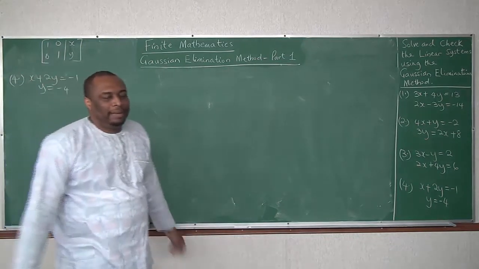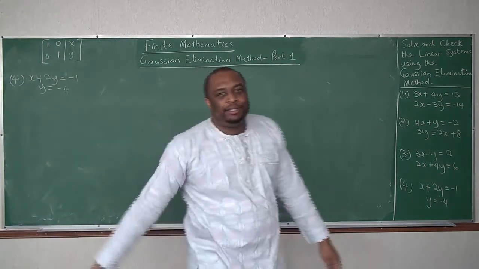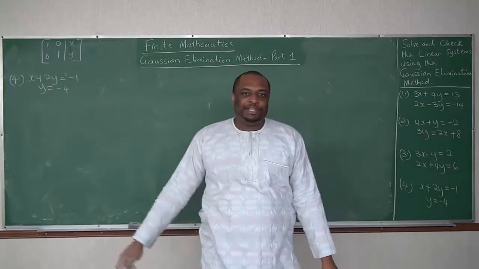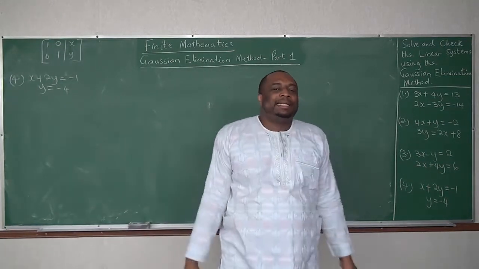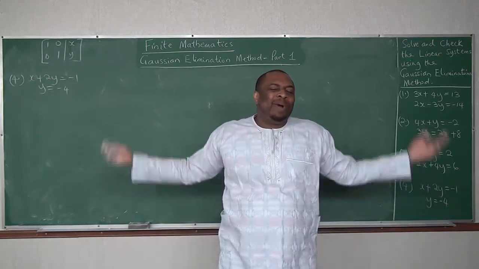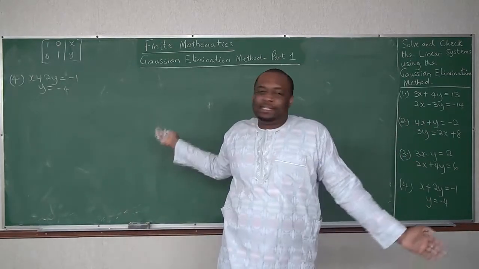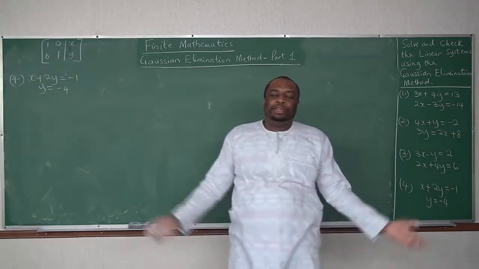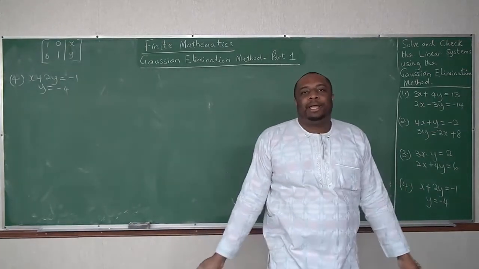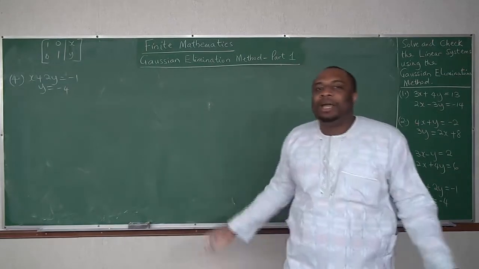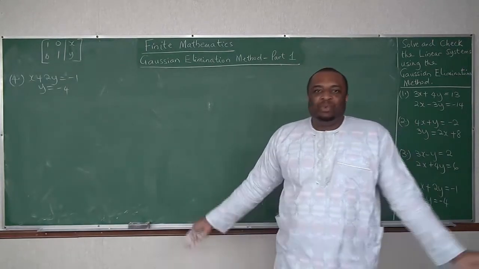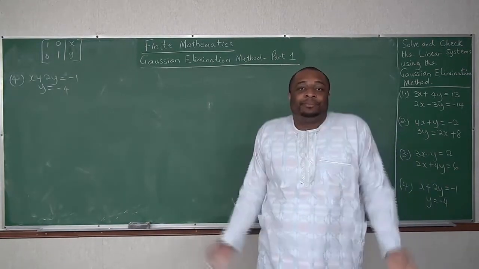I know, you guys, if you're asked to use the Gaussian elimination method to do this, you will just ask yourself, why the trouble? Because you can easily substitute. You already know the value of y, that y is negative 4. So why don't you just substitute it in equation 1 and get your x?